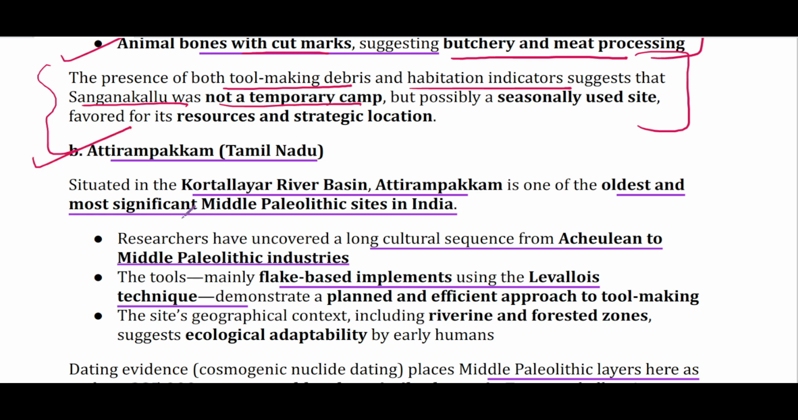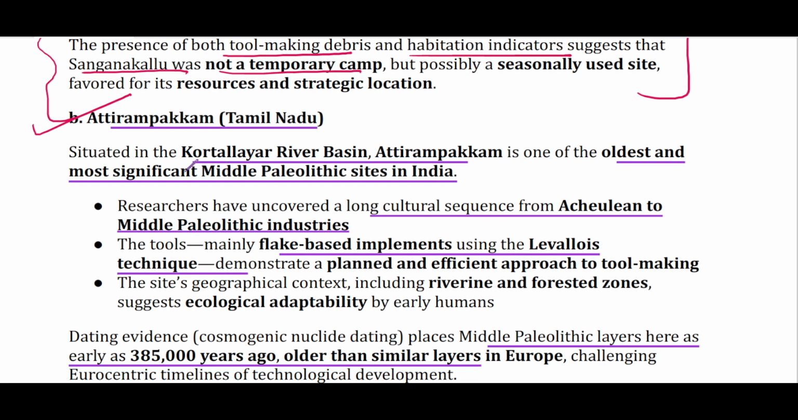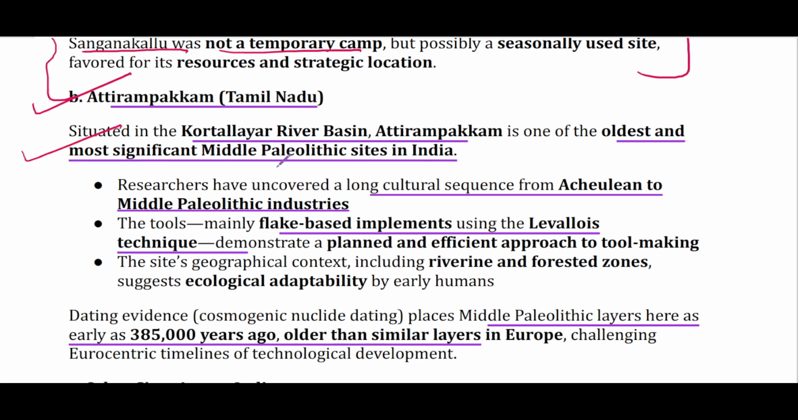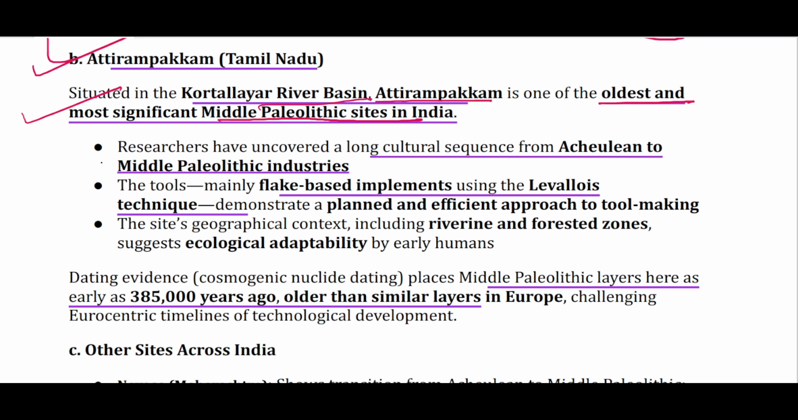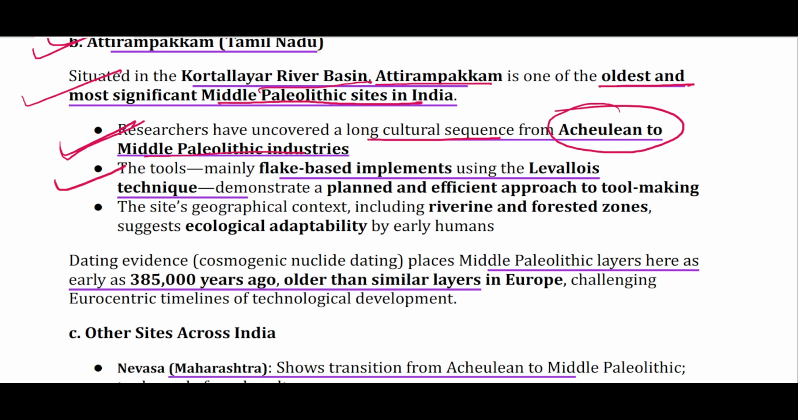The second site is in Tamil Nadu, Attirampakkam, which is situated in the Kortallayar River Basin. Attirampakkam is one of the oldest and most significant Middle Paleolithic sites in India. This site is also important because it features the time of Homo erectus, so it has a long cultural sequence from the Acheulean to the Middle Paleolithic industries.